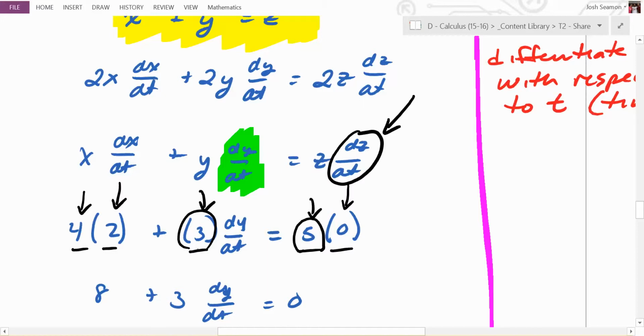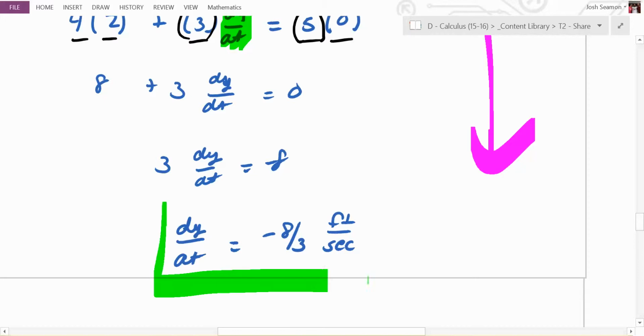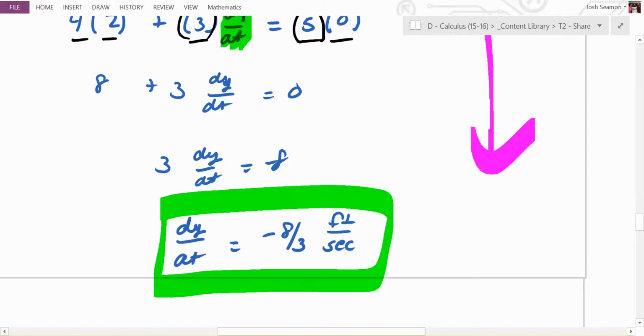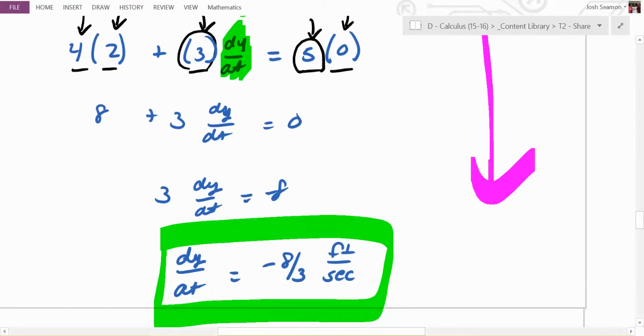Hey, do we have all the values there now? Now it's just algebra, and you solve this, and what do you get? dy/dt is negative 8/3 feet per second. Should it be negative? Yeah. Why should it be negative? Because it's going down. Do a reality check on your answer. Do you see how there's no units until the end? That's fine, but what do you have to put in at the end? Units. Please put in the units.